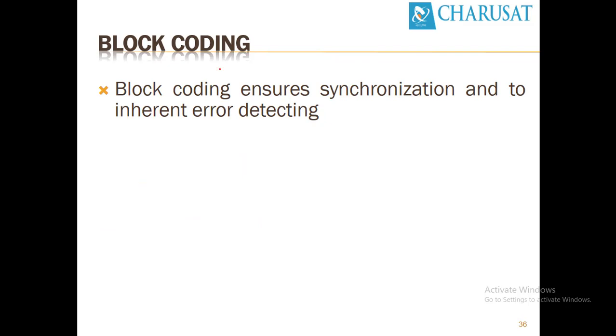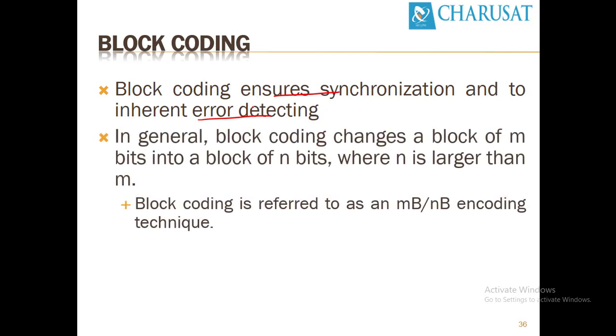Block coding is developed to ensure synchronization, and it also provides inherent error detection. None of the methods so far provides inherent error detection. In block coding, a block of m bits is changed into a block of n bits, where n is larger than m. So block coding is referred to as the mB/nB encoding technique. It is also known as a substitution method, where m bits are substituted with n bits.